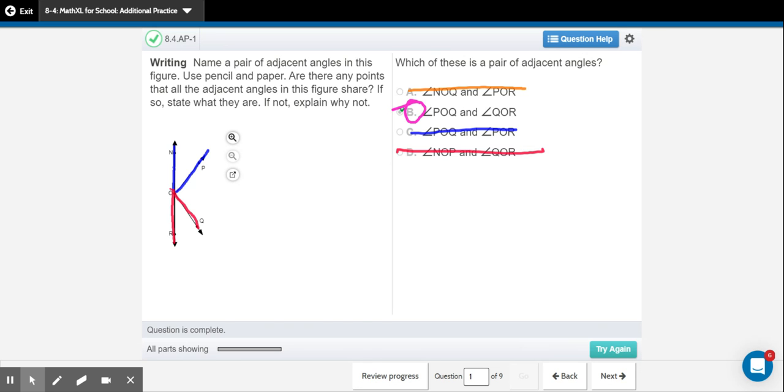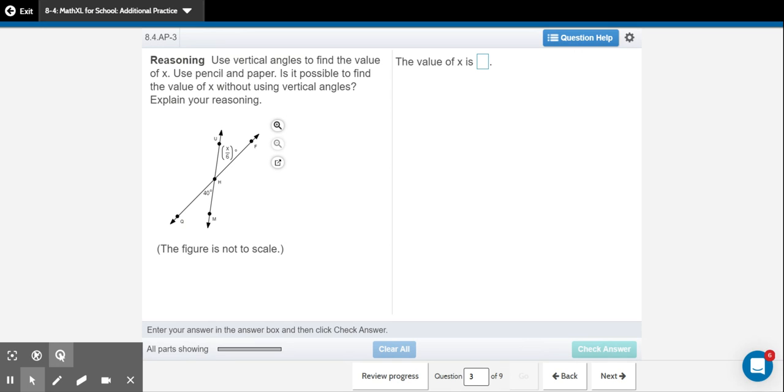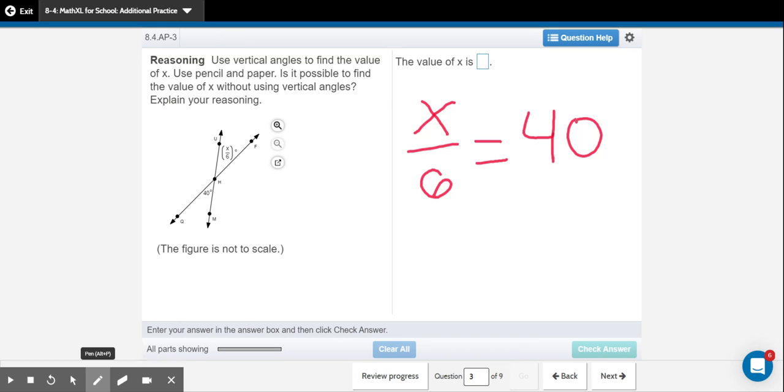Good job. So we have two vertical angles here, and we want to know the value of X. What do we know about vertical angles? We know that they are the same, so we can set up an equation that looks like this. Again, the vertical angles are equal to each other. So we have X divided by 6 equals 40.